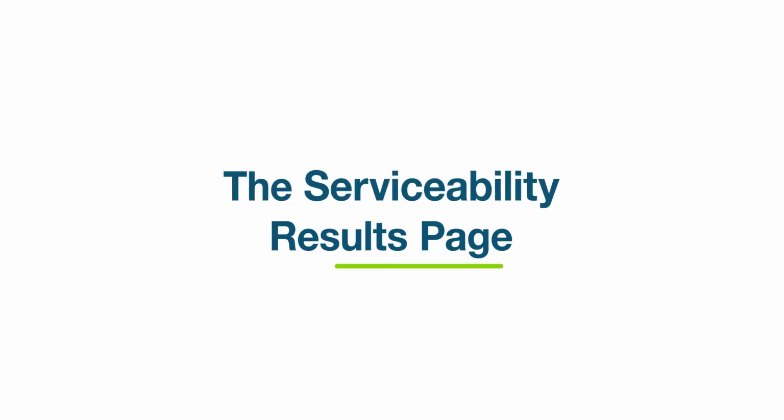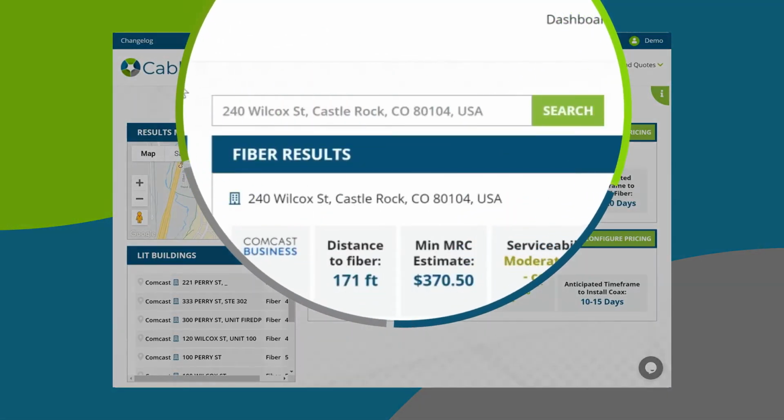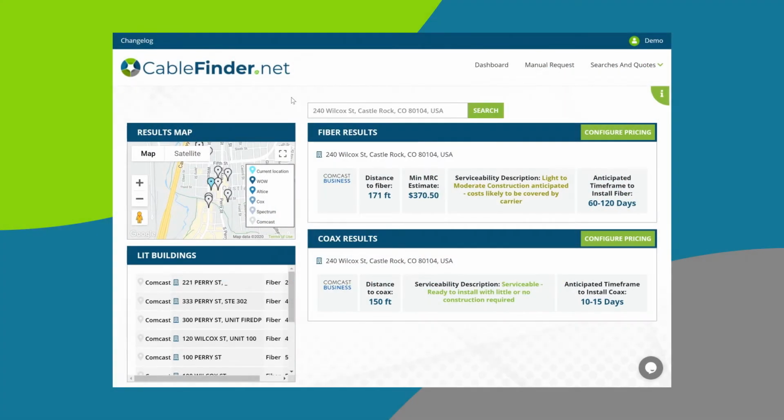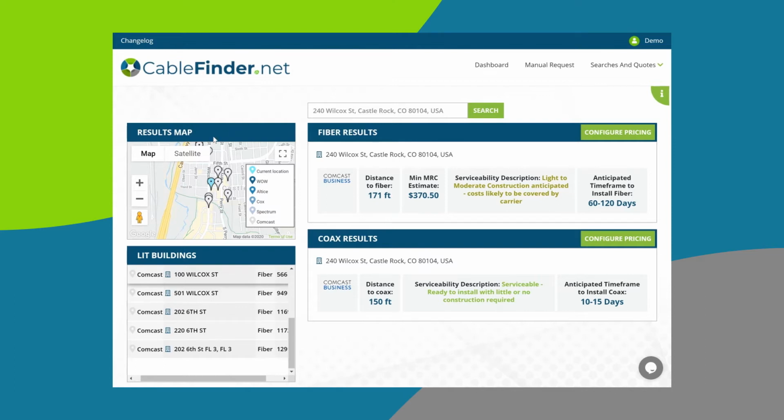In today's episode, we're going to do a deep dive on the Serviceability results page. Simply enter an address or a business name, and the built-in Google integration will find the address for you. CableFinder integrates with the carrier's own databases, giving you live, real-time results.